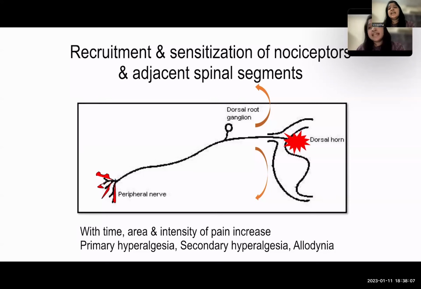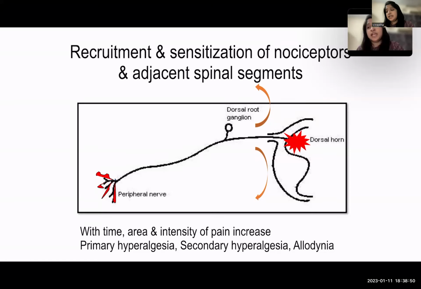The second change is increase in the receptive field of the pain. Suppose you are increasing the receptive field of the dorsal horn neuron. Suppose your pain was originally coming from the C6 dermatome. The dorsal horn will tell the brain that the pain is coming from the C6 dermatome. But now, after sensitization, you give a slightly painful stimuli to the C7 dermatome. Then also that will be perceived as a pain by the dorsal horn to the brain. This causes what is known as secondary hyperalgesia and allodynia.